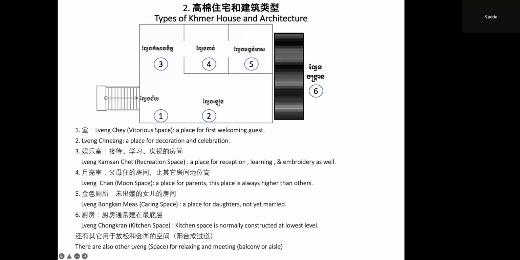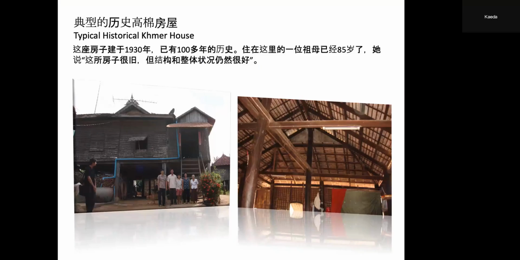Here is the typical Khmer house broken down. This is the current situation of the Khmer house run down. This house is more than 100 years old. Before 1930, the grandmother who lived there was already 85 years old. She's now old, but the structural conditions are still good.